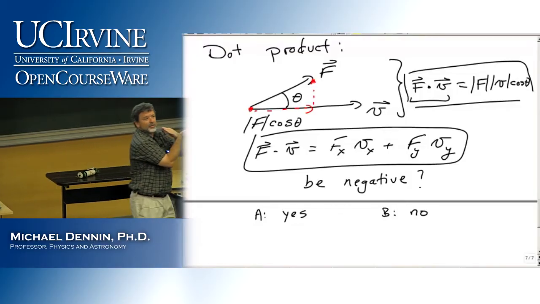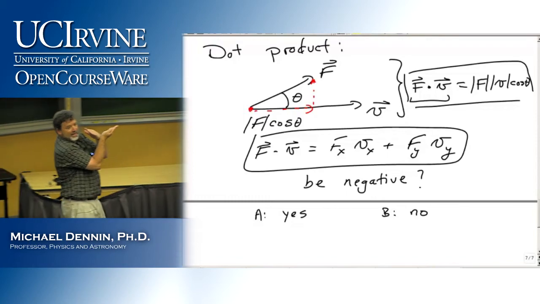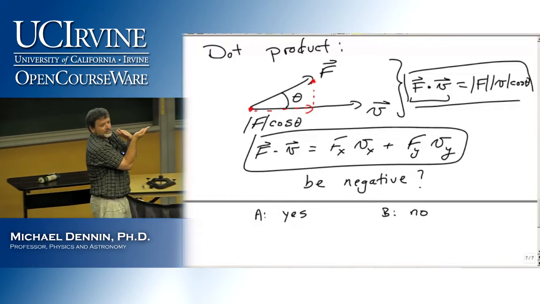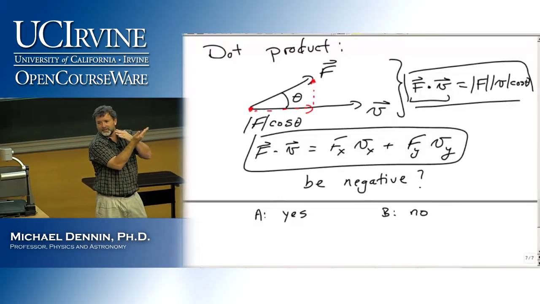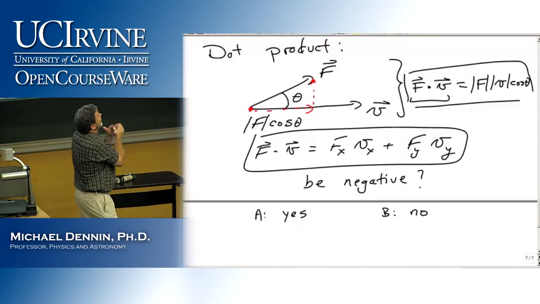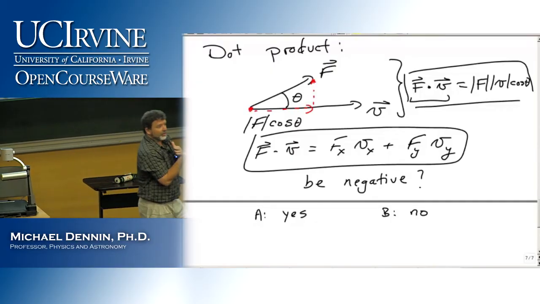If that happens, what happens to the cosine of theta? It becomes negative because it's bigger than what? It's bigger than 90, right? It's on the other side. So from the top formula, cosine can be negative, so clearly it can be negative.